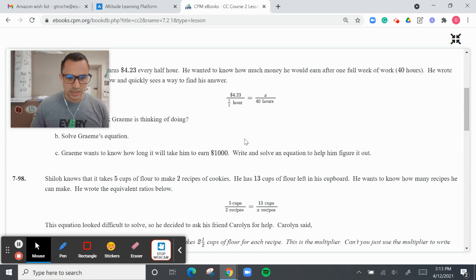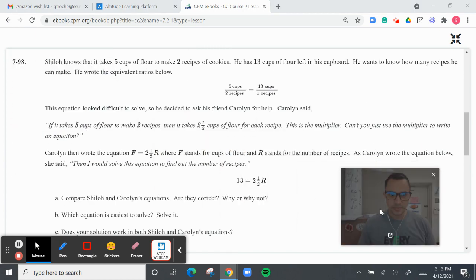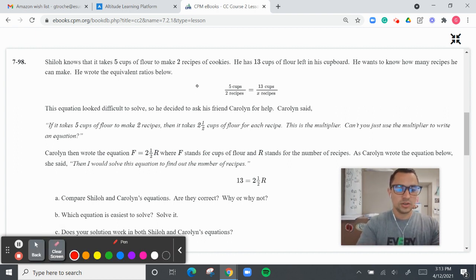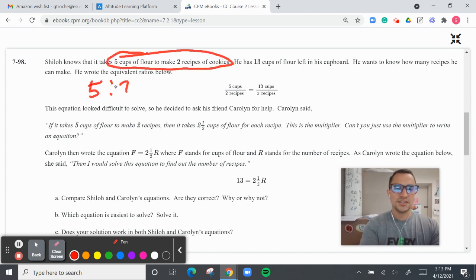Let's move on to the next section. And here we go. So Shiloh knows that it takes 5 cups of flour to make 2 recipes of cookies. He has 13 cups of flour left in his cupboard. He wants to know how many recipes he can make. He wrote the equivalent ratios below. So with the ratios you have, make sure you can find out what missing piece of information you need to look for or use. So 5 cups to 2. Again, it's 5 cups to every 2 recipes.